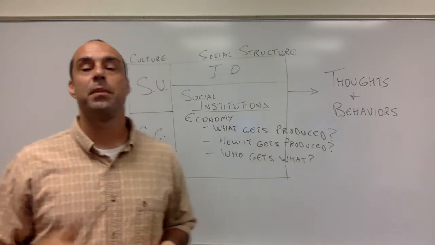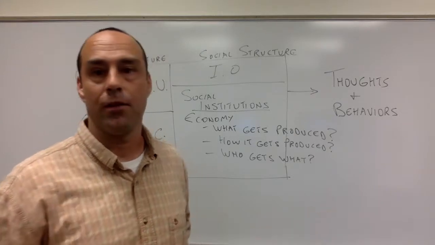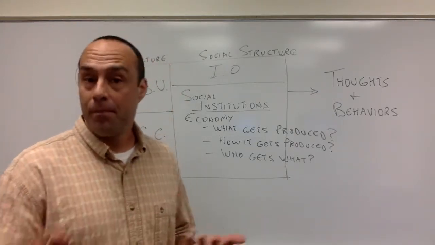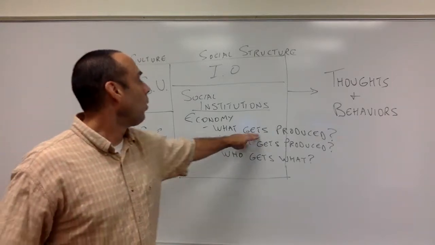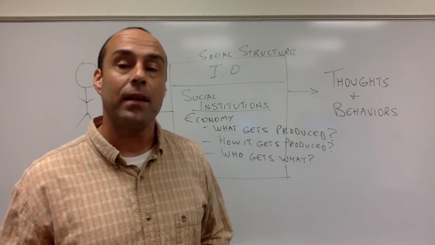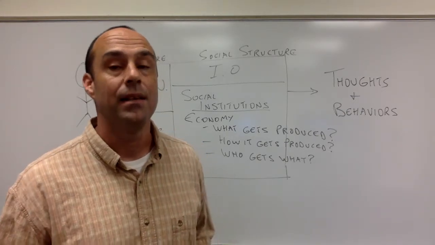Those 3 questions can be used to analyze any economy, from hunter-gatherer simplicity to our post-industrial complexity. From a hunter-gatherer's perspective, what gets produced? Basically only the things we directly need to survive. So we're talking about food and water, that's it.